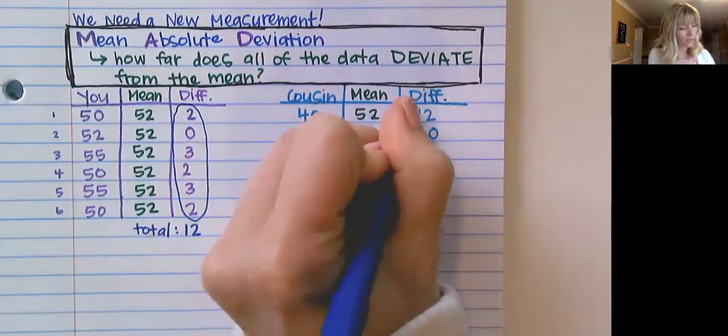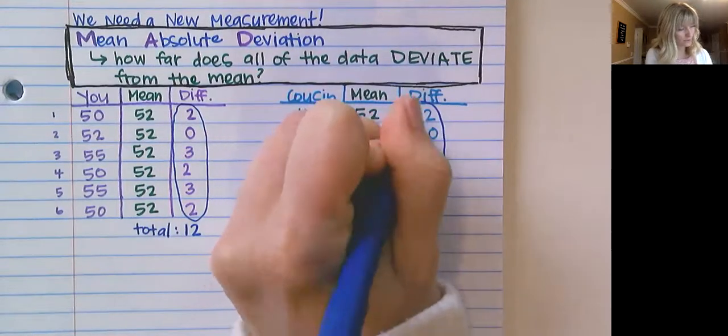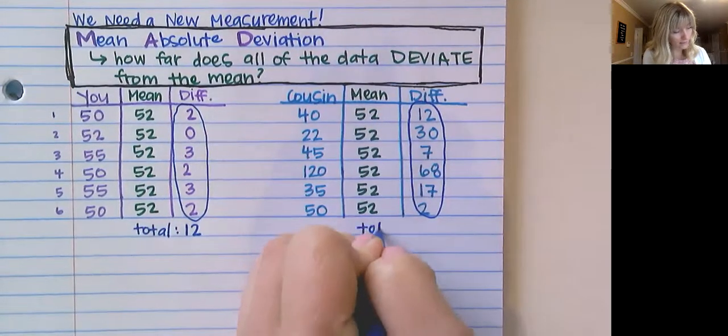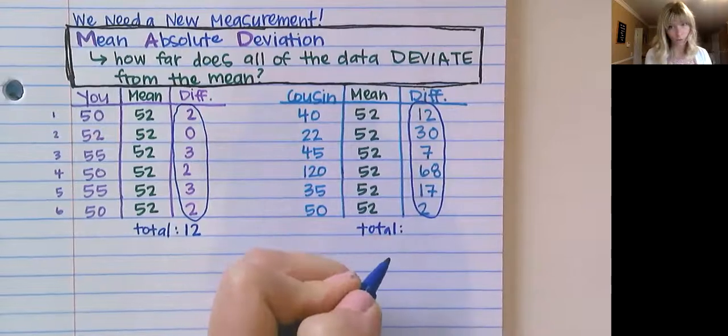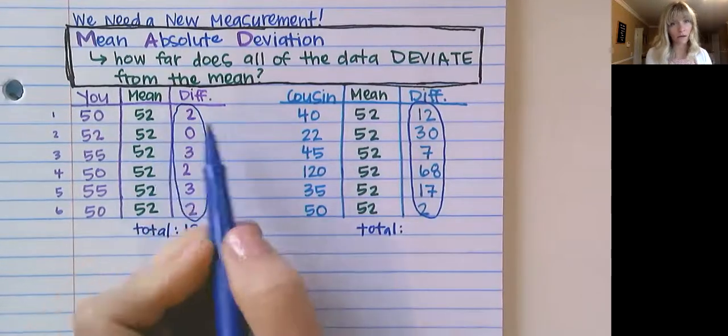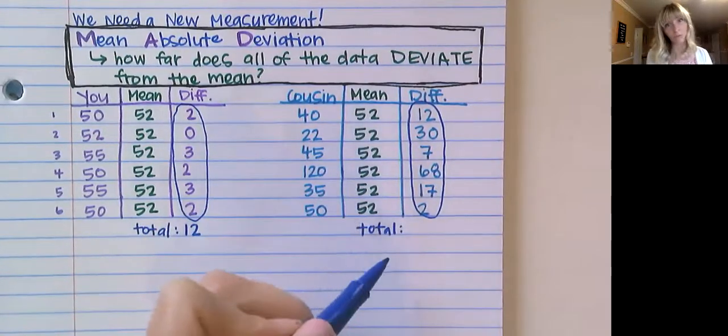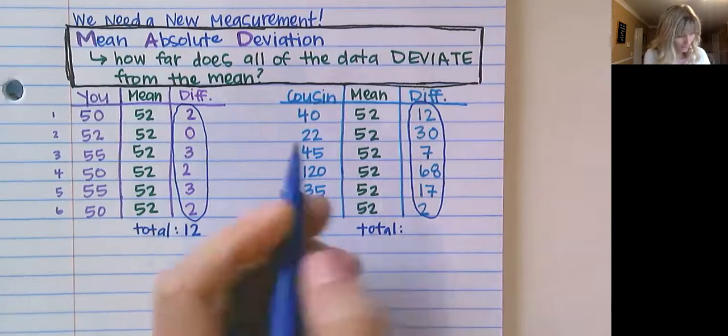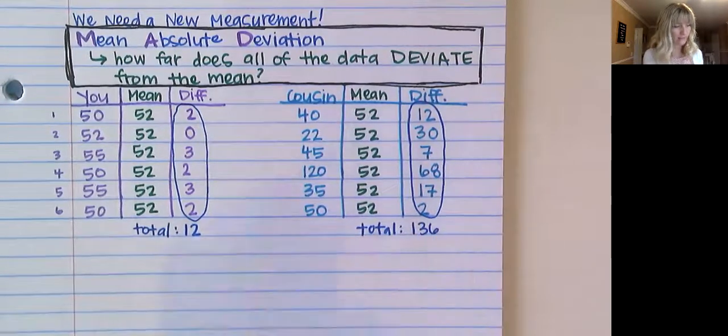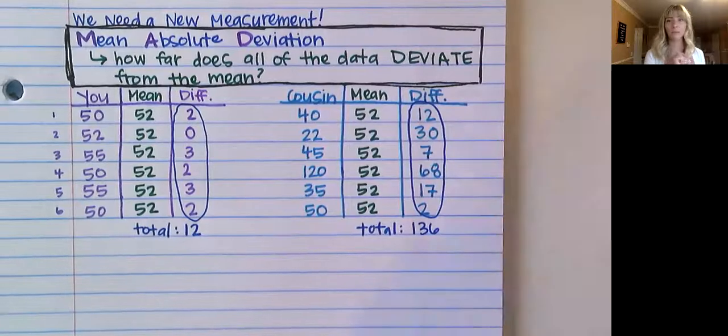Let's add up your cousin's differences. The total of your cousin's differences is a lot more than 12 because they were a lot farther off from the mean most months. So their total is 136. Now to actually calculate the MAD, we have to do just like we did up top. You saved a total of 312. We had to divide that by 6 because it was over 6 months.